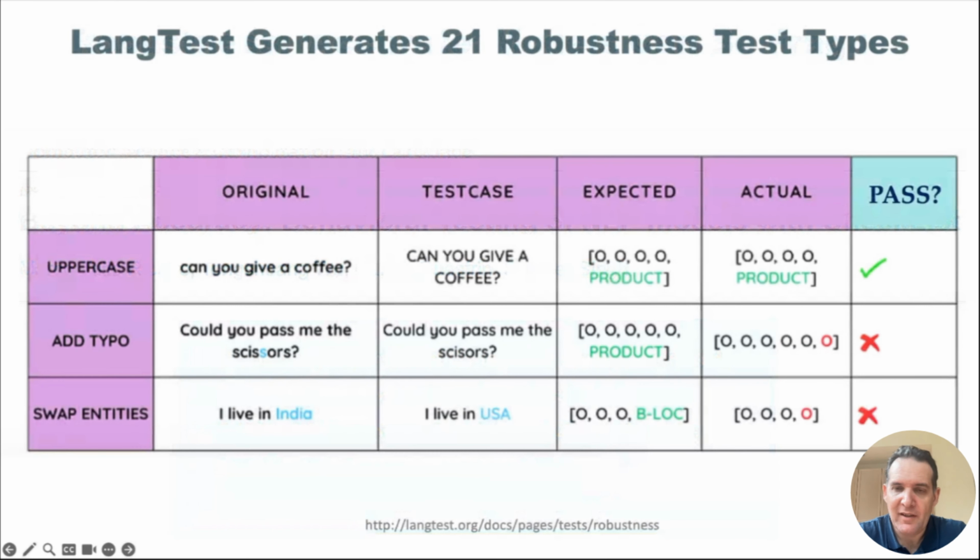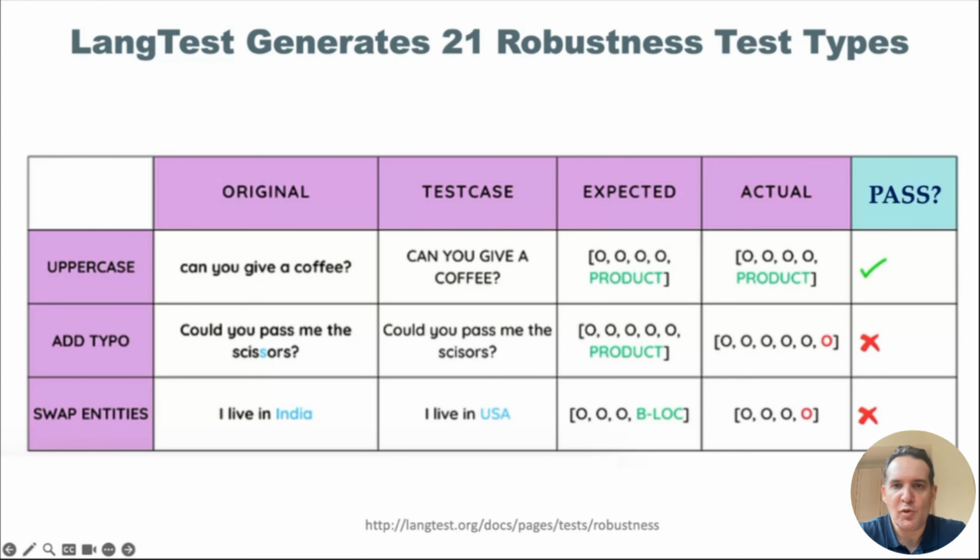Within LangTest, we've expanded this and implemented some of these test types. This example is just very basic named entity recognition. We want to find if there is a product within a sentence. So, "Can you give me a coffee?" That's the original sentence. We create a test case. For example, in the first row, we just make it all uppercase and we see if it still works. In the second one, we add a typo.